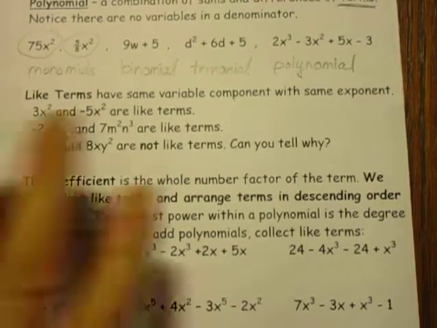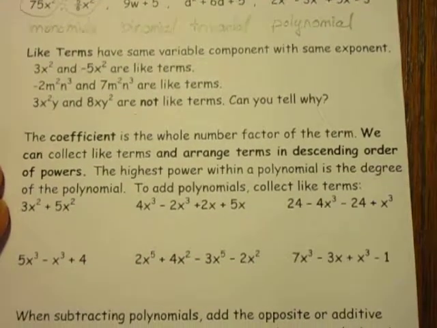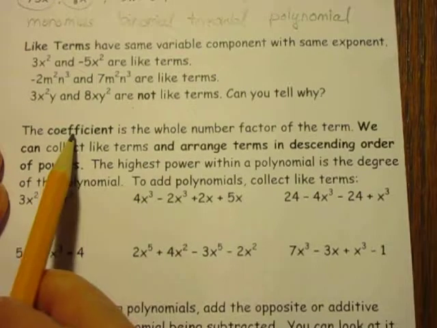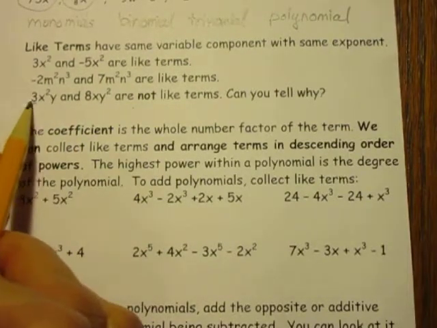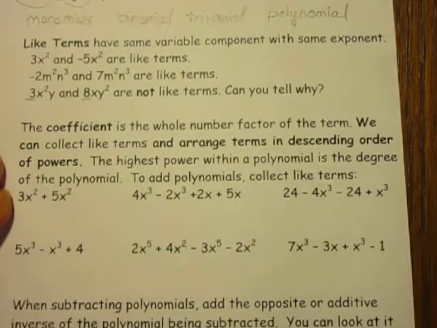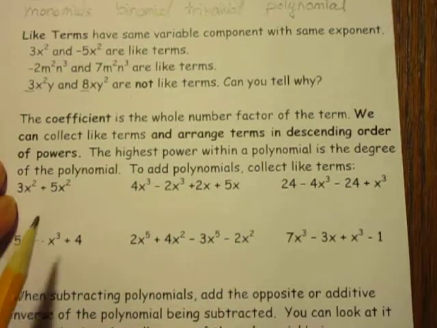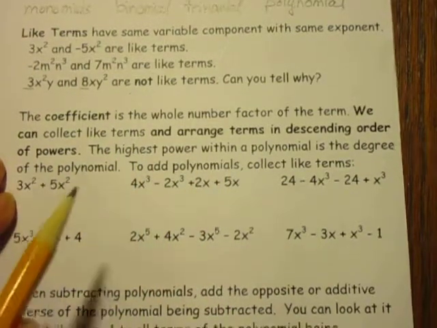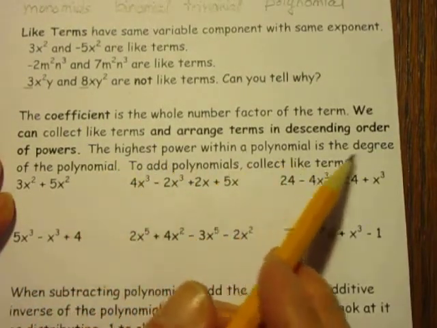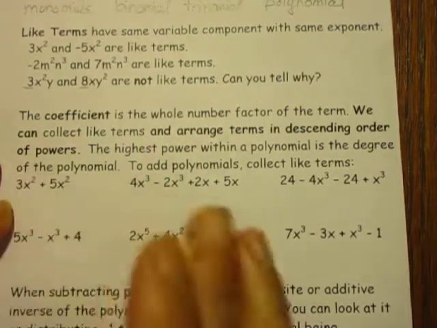Okay, so we need to recognize where we've got like terms and when we do not, so that we can accurately add and subtract different polynomials. Again, the coefficient is that whole number out front. So there, 3 and 8 are those coefficients. It's the number factor of the term. Okay, we can collect like terms, and then we usually arrange those in descending order of the powers. I'm not going to press that a whole lot, nor the idea that the highest power within a polynomial is the degree of the polynomial. I said it, we covered it, and we're going to move on.